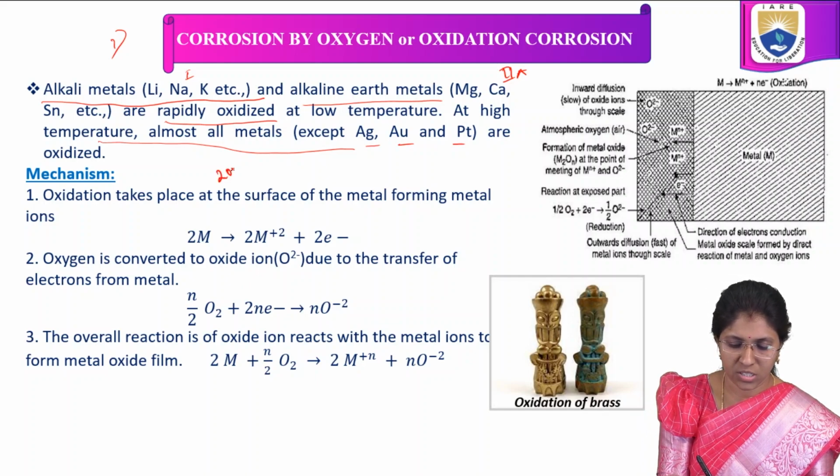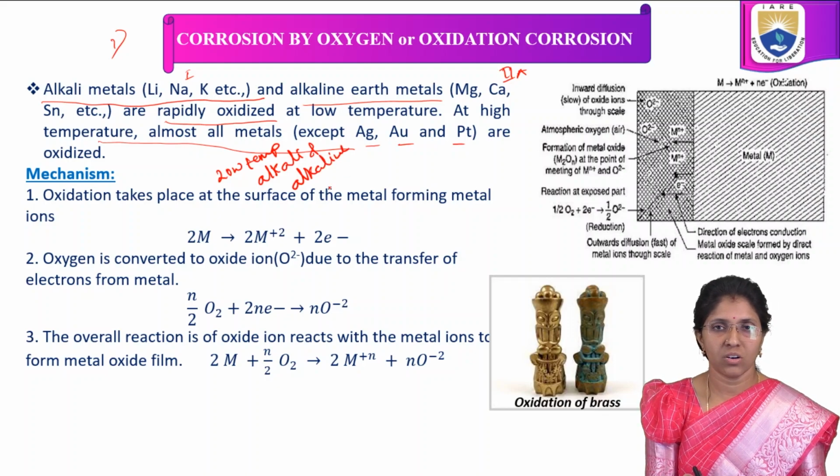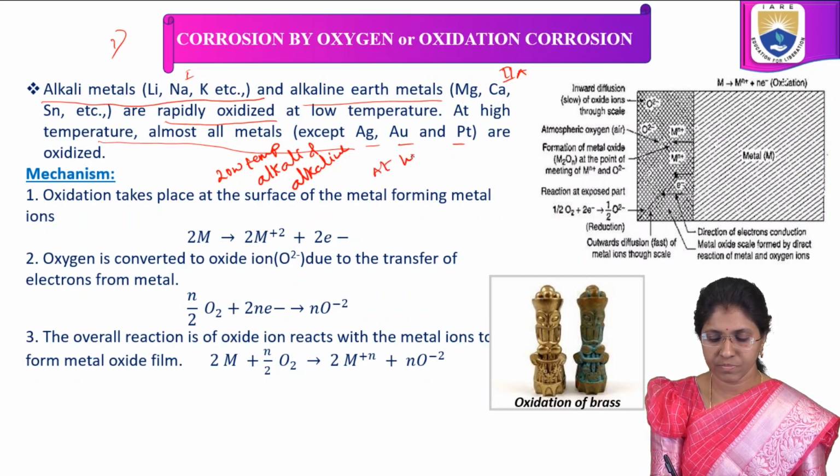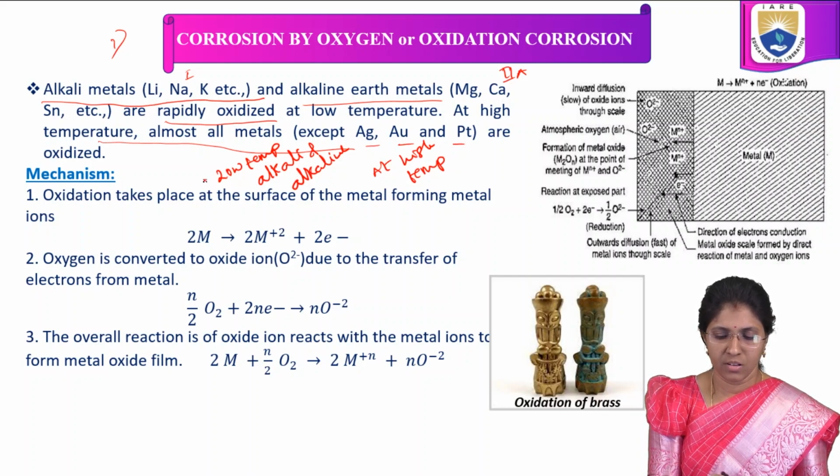At low temperatures, alkali and alkaline earth metals are rapidly oxidized. At high temperatures, almost all metals except silver, iron, and platinum can be oxidized. So this is corrosion by oxygen.